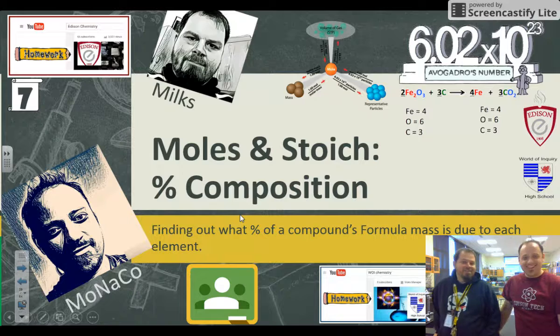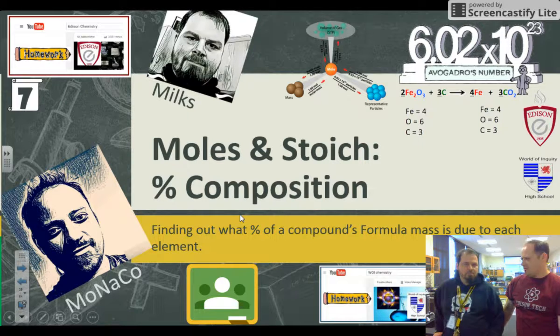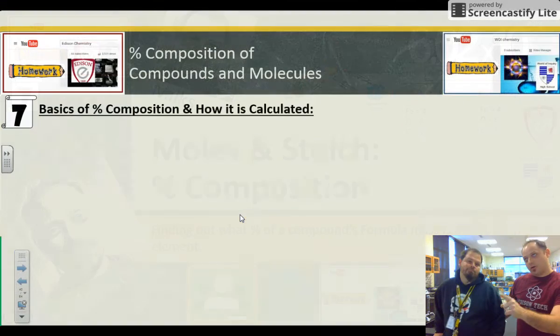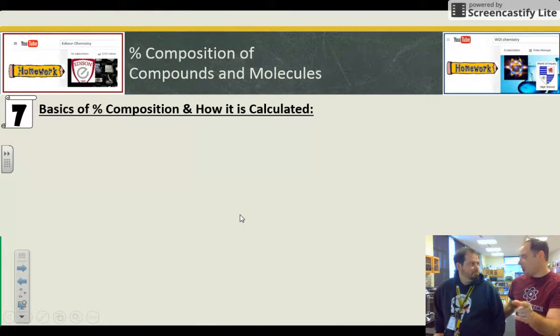Video lecture 7, percent composition. I love percentages. You want to know why? Why? We calculate them the same way every time. Every time. Times 100. And this is what you do on your math tests, your chemistry tests. What's my score, mister? The part that you scored right, divided by the part that the whole test was on, times 100. You got it. So, basics.